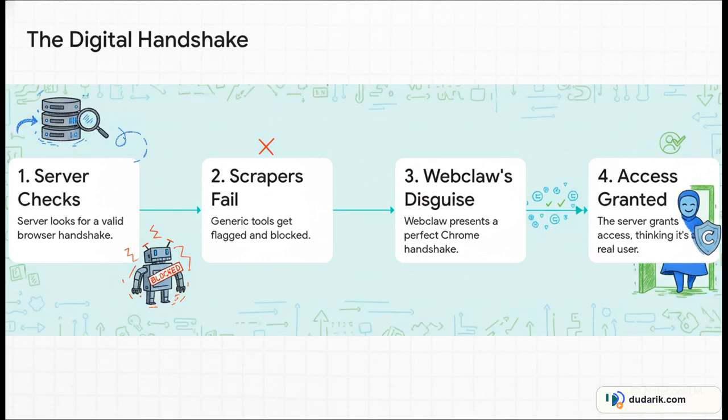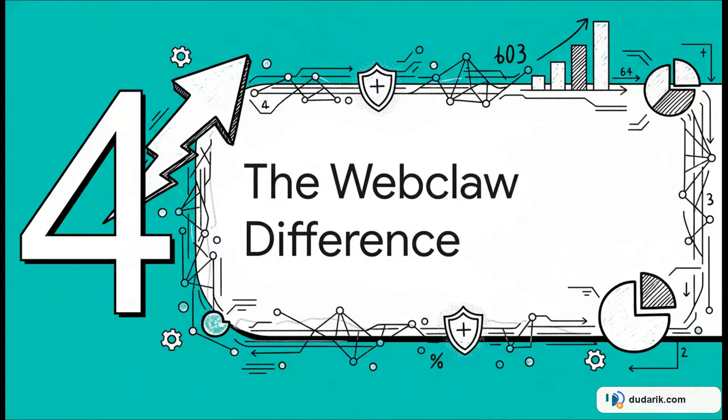The server just sees a real user and says, "Come on in." It's that simple, and it's incredibly effective. All right, so the theory is solid, it's fast, it's sneaky, but how does it stack up in the real world? Let's stop talking theory and look at some hard data.